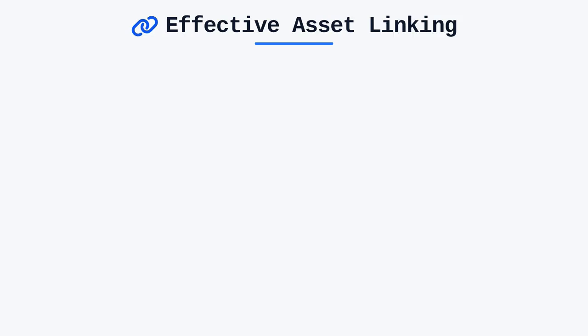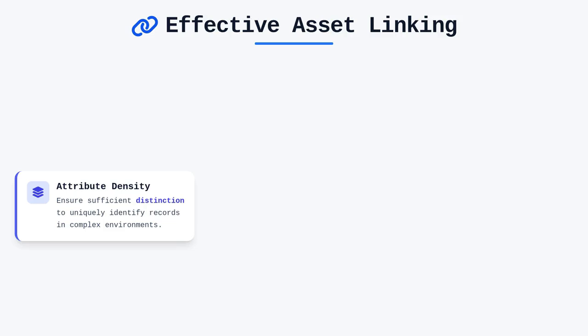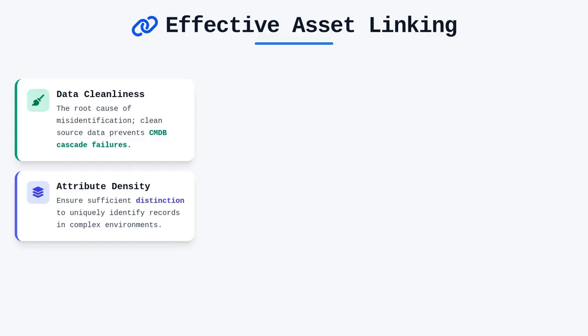Effective asset linking requires a proactive approach to reconciliation, especially when dealing with complex enterprise environments where assets are frequently decommissioned or repurposed. You should establish explicit reconciliation priorities that honor the historical integrity of your records, ensuring that vulnerability information stays attached to the correct lifecycle stage of a CI. If your lookup sequence consistently misses, consider the density of your attributes and whether they provide enough distinction to uniquely identify a record. Often, the root cause of a misidentified asset link is a lack of data cleanliness in the source system, which cascades down into your CMDB.